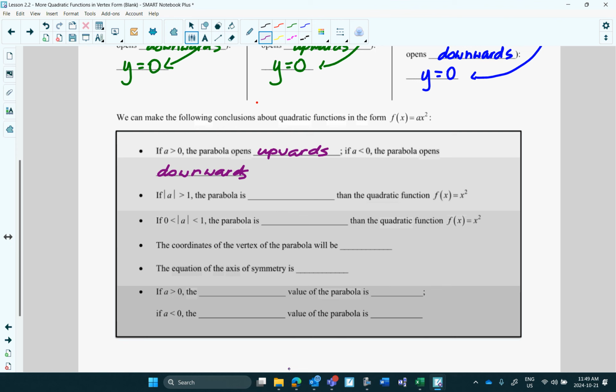Now, A, the number. If the number is greater than 1, like 2 or 3 or 4, it gets narrower because it goes up quicker. So that means it gets narrower. It's narrower than the original y equals x squared. But if it's a fraction between 0 and 1, like 1/2, it gets wider because it doesn't go up as quickly.